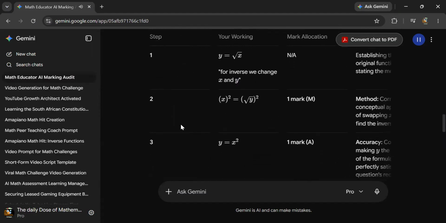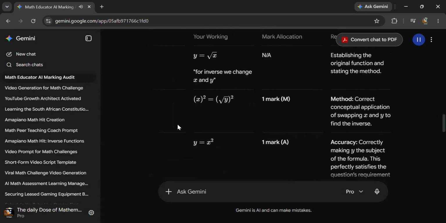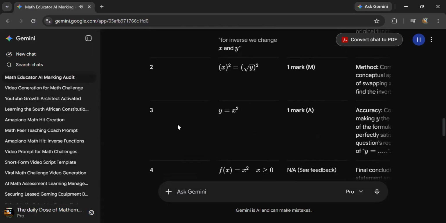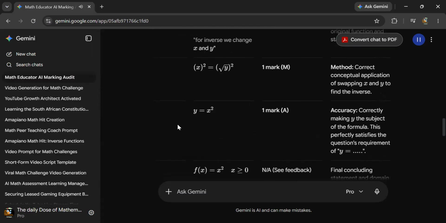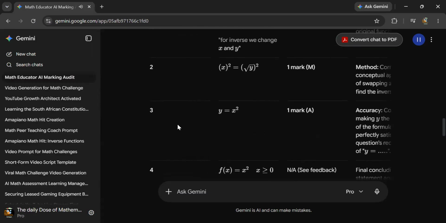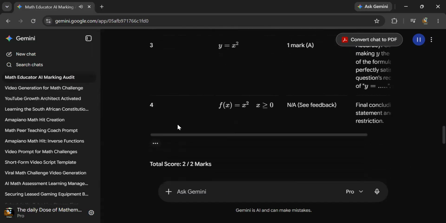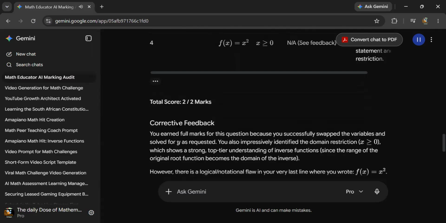2. x squared equals sqrt y squared. 1 mark M, method. Correct conceptual application of swapping x and y to find the inverse. 3. y equals x squared. 1 mark A, accuracy. Correctly making y the subject of the formula. This perfectly satisfies the question's requirement of y equals x squared, x greater than or equal to 0. N.A. See feedback, final concluding statement and domain restriction. Total score, 2/2 marks.